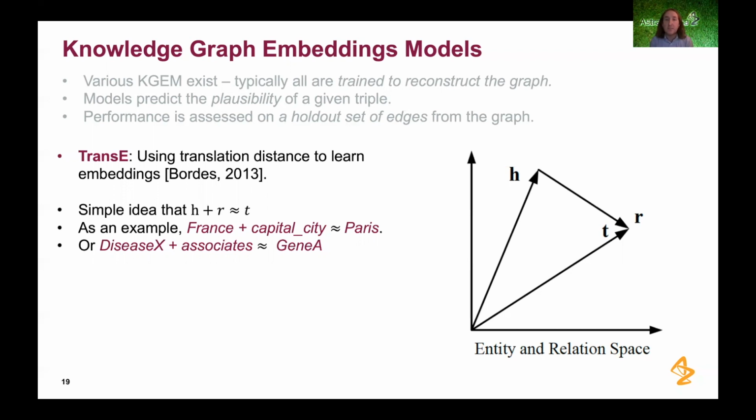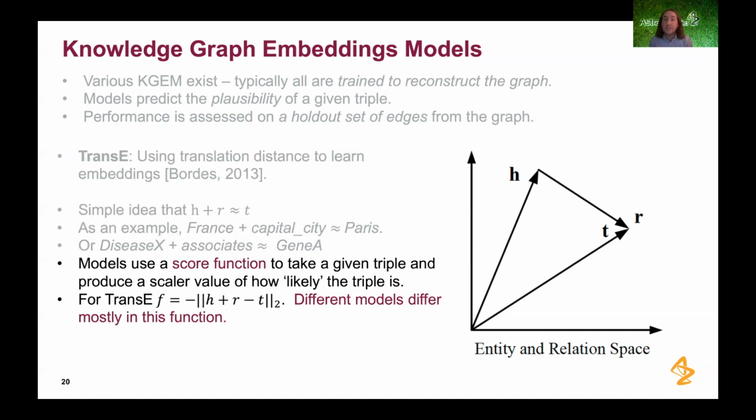TransE exploits a simple idea that we can translate through the embedding space to get to the correct answer. So the simple idea is that we can take our head entity, for example here, the country France, add the relationship, capital city, and the resulting vector, once we've translated through this space, should point to approximately Paris. Or to give it a biological example, we could take the embedding for disease X, add the embedding for the relationship type associates, and it should point to approximately gene A or some gene that associates with the disease.